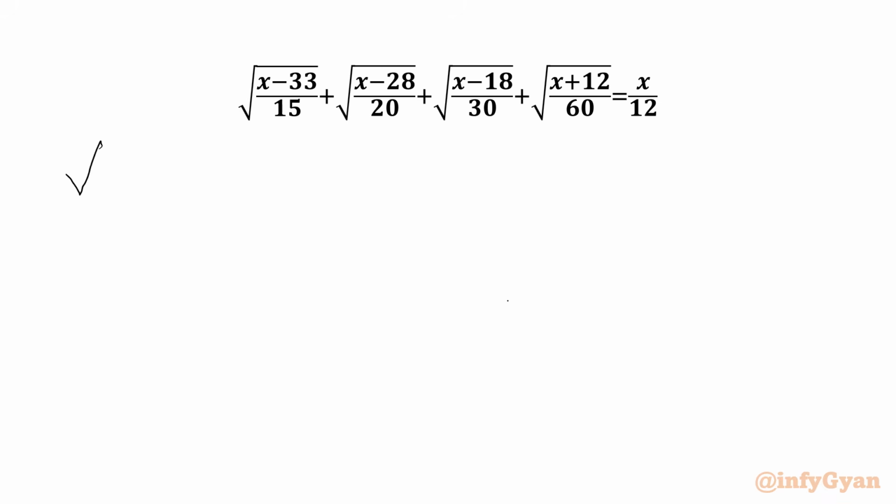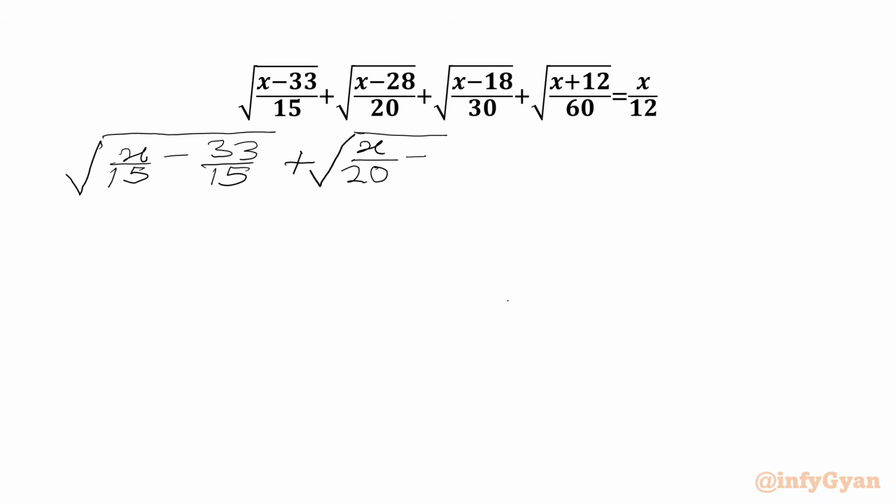Square root of x minus 33 over 15 can be written as x over 15 minus 33 over 15, splitting the numerator with respect to the denominator. Plus square root of x minus 28 over 20, we will write x over 20 minus 28 over 20.